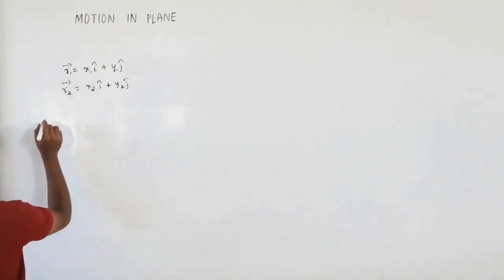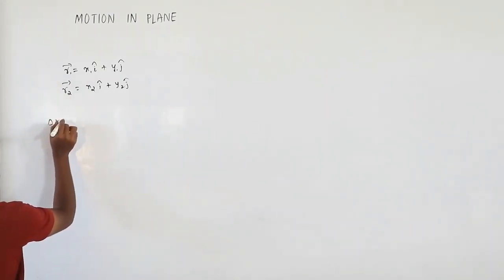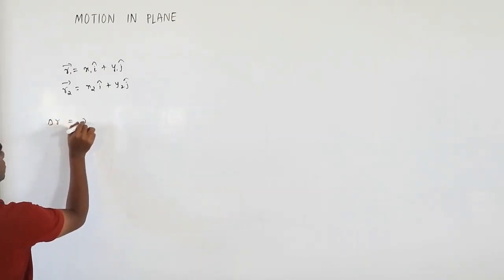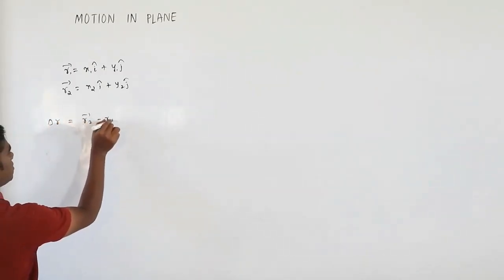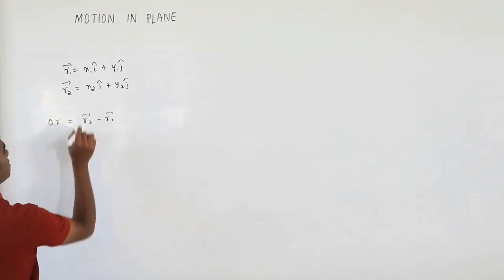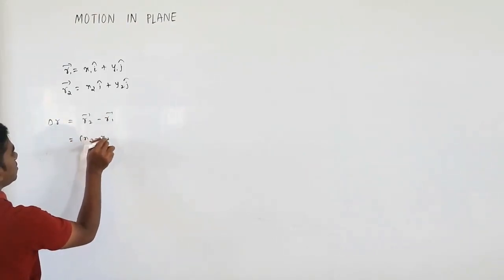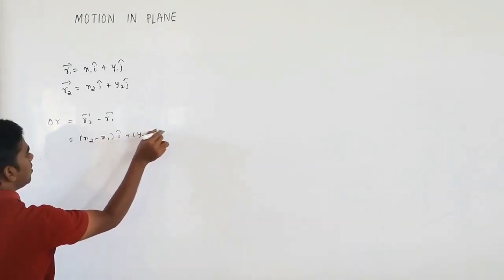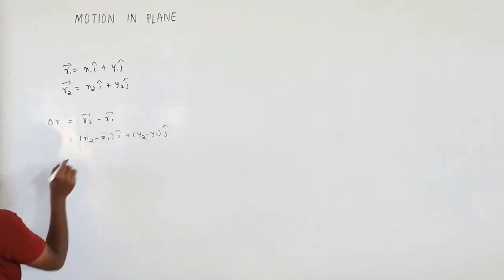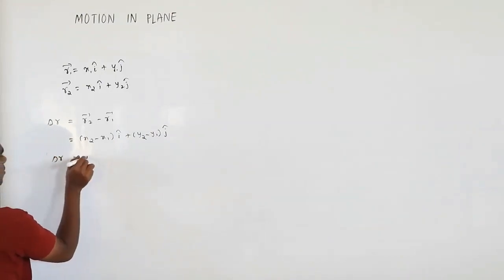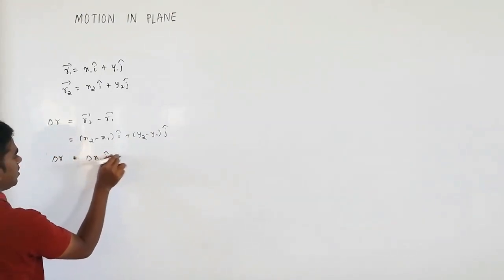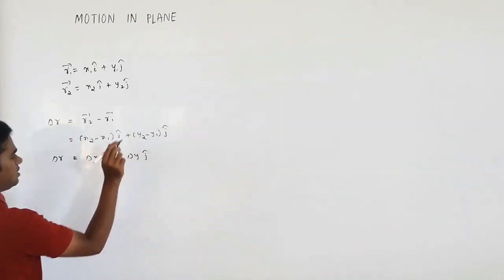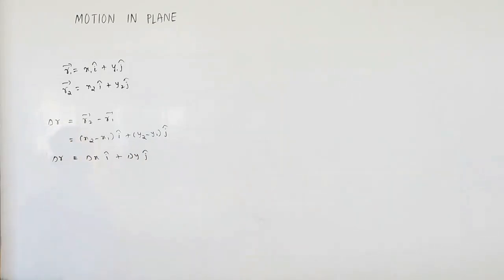If you want to write the displacement vector, that is delta r, which is r2 minus r1. That is x2 minus x1 i cap plus y2 minus y1 j cap. It is nothing but delta r equals delta x i cap plus delta y j cap. Okay, so this is the displacement vector.